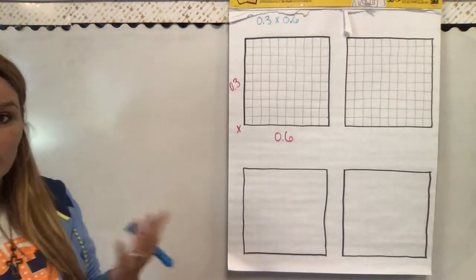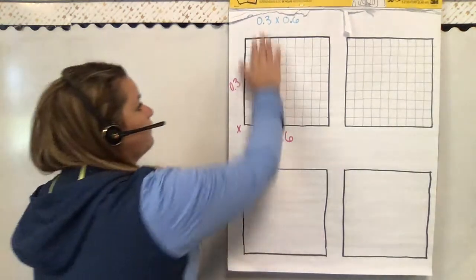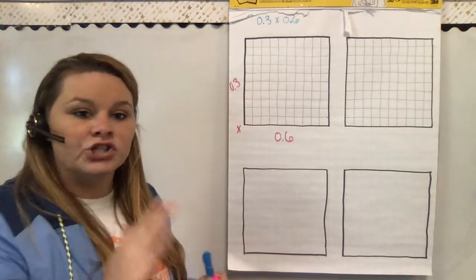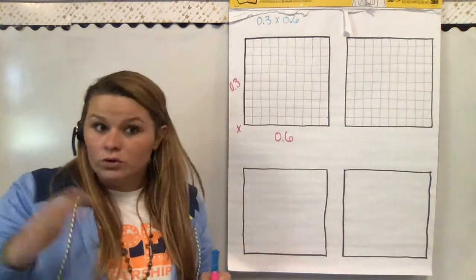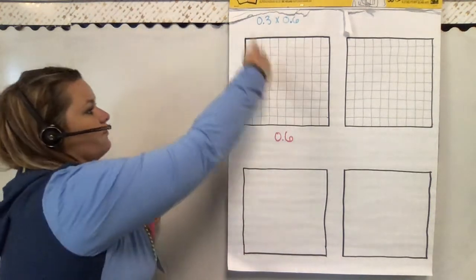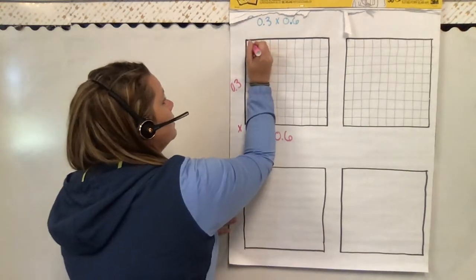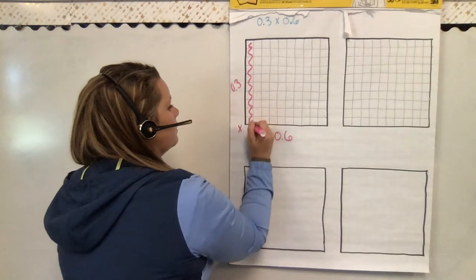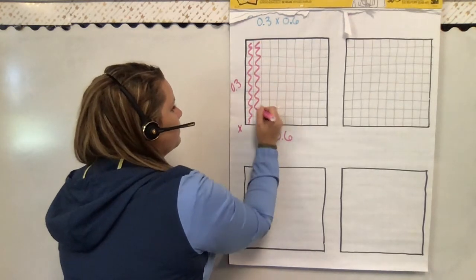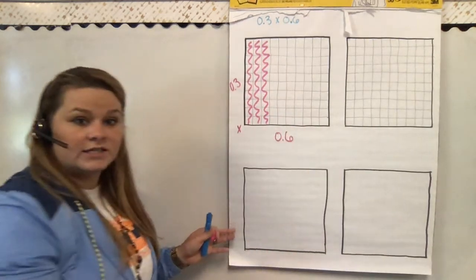So to show how I get my answer, I'm going to shade 3 tenths vertically. When I do this, I just try to picture the vertical lines and not the horizontal lines. So in my mind, I just think of 3 vertical columns. And so that's what I'm going to shade. So 1, 2, 3. And so that's 3 tenths.